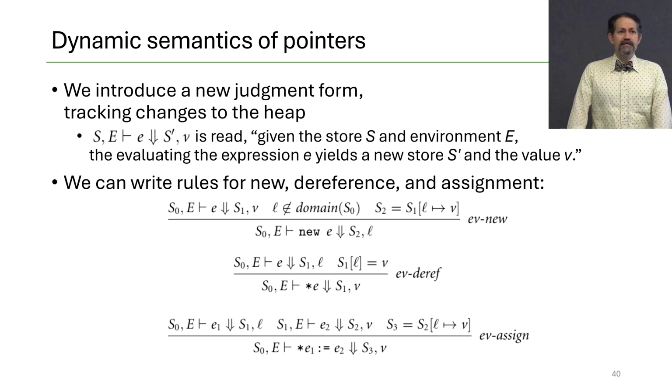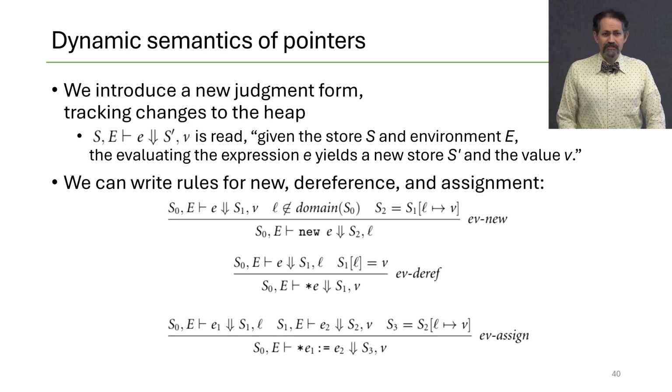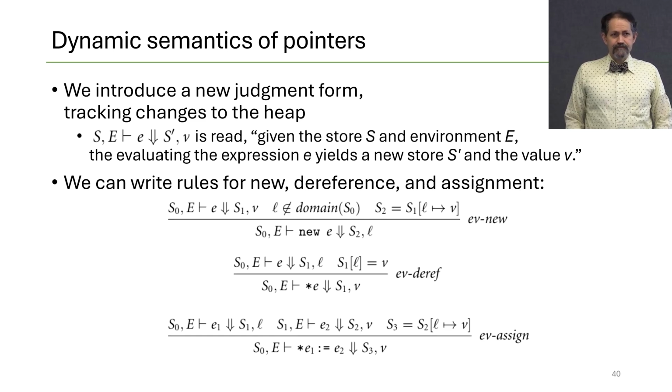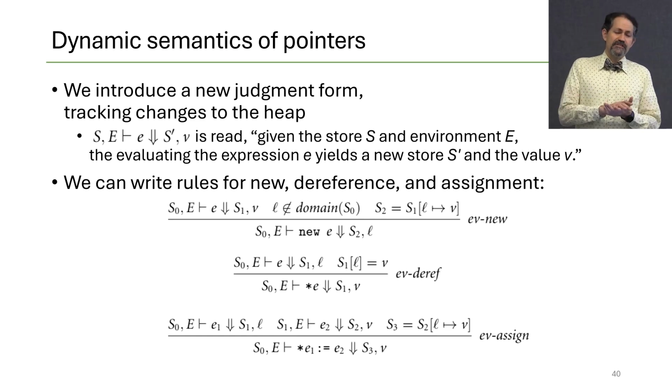We then compute a heap S3, which will be the resulting heap of our program. In this rule, we start with starting heap S0, and evaluating E1 might have side effects, so we get an updated heap S1. We use that heap to evaluate E2, that gives us an updated heap S2, and then S2 is the heap that we update where we set the mapping of L to be the new value V, replacing whatever was there before. Our assignment expression yields the new store S3 and also evaluates to the value V, which was just the right-hand side of the assignment.